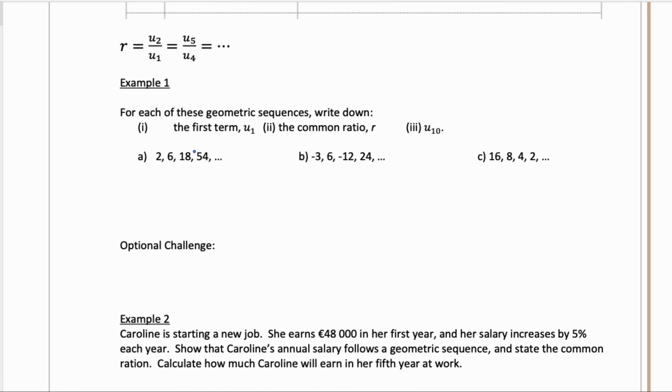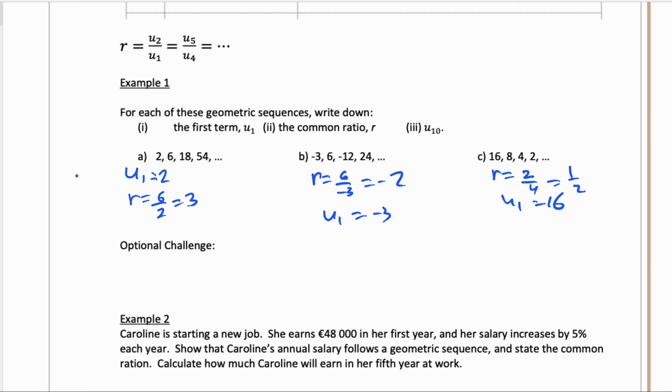Alright, let's take a look down here. For each of these, write down the first term u1. Well, that's pretty simple. u1 equals 2. R equals 6 divided by 2, which equals 3. Here, R equals 6 divided by negative 3, which is negative 2. And you could do 24 divided by 12 as well. You get negative 2 each time. And here, R is, well, you can do 2 divided by 4 is half. And u1 is 16.